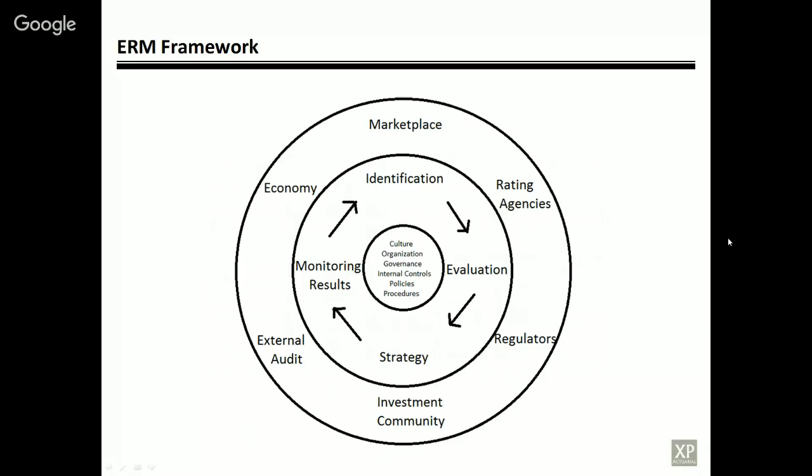Next up, we have a fairly important concept for ERM, which is the ERM framework. In the middle of the diagram here, we have the core components, which are culture, organization, governance, internal controls, policies, and procedures of the company. These are the core components to an ERM framework. Next, we have the ERM control cycle of identifying, evaluating, setting strategy, and monitoring results. Outside of this, we have the external components, like the marketplace, economy, rating agencies, regulators, investment community, and external audit. All of these components make up the ERM framework.